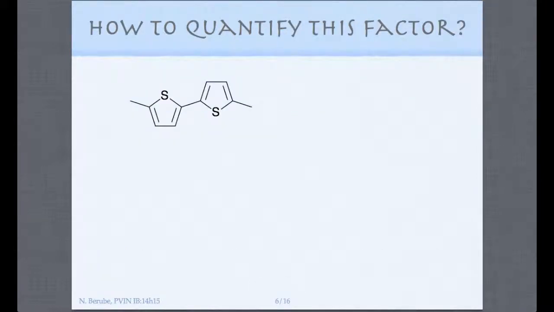The problem when one wants to generalize this relationship for polymers is how to quantify this factor. Jean-Luc Brédas used the bond length difference between the perpendicular bonds, the double bonds, and the parallel bonds, the single ones. So he calculated the double ones, the single ones, calculated the difference, and then said, here's my parameter to calculate if my polymer is aromatic or quinoid.